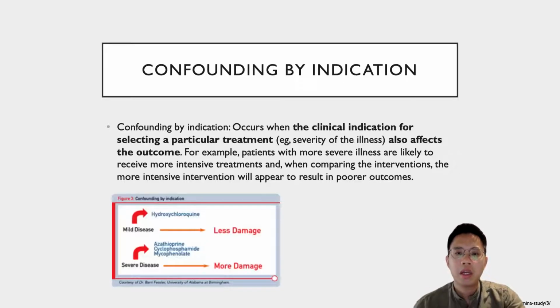This particular type of confounding, confounding by indication, is something that we do see quite often in clinical practice. Confounding by indication occurs when the clinical indication for selecting a particular treatment, oftentimes things like the severity of the disease, also affects the outcome. So for example, patients with more severe diseases are likely to receive more intensive treatments. And when we then compare across interventions, the more intensive intervention will appear to be associated with poorer outcomes.